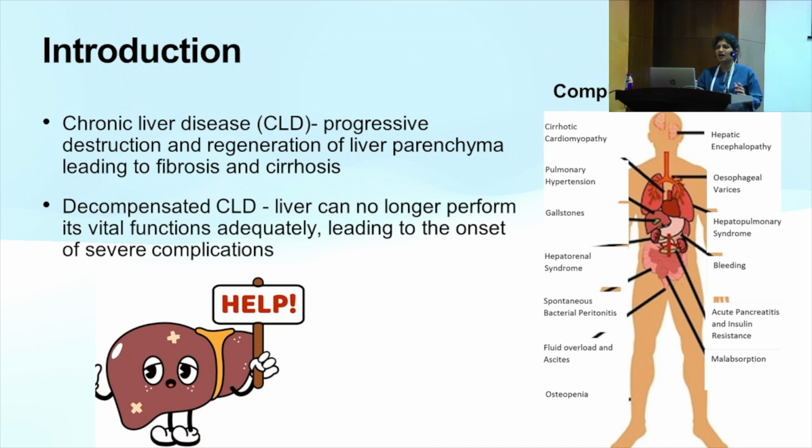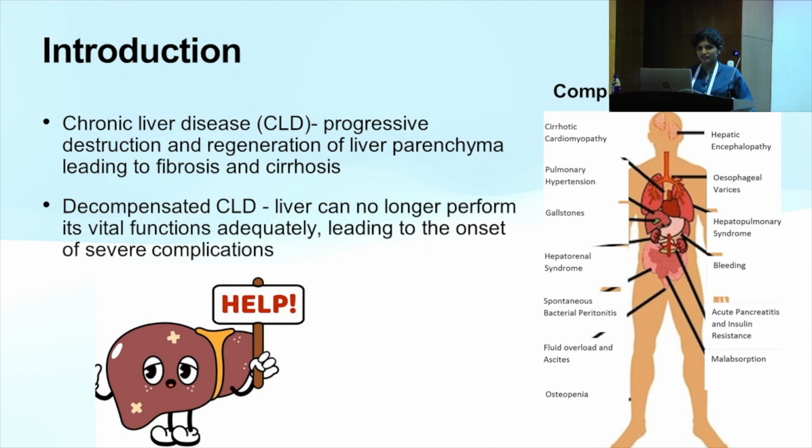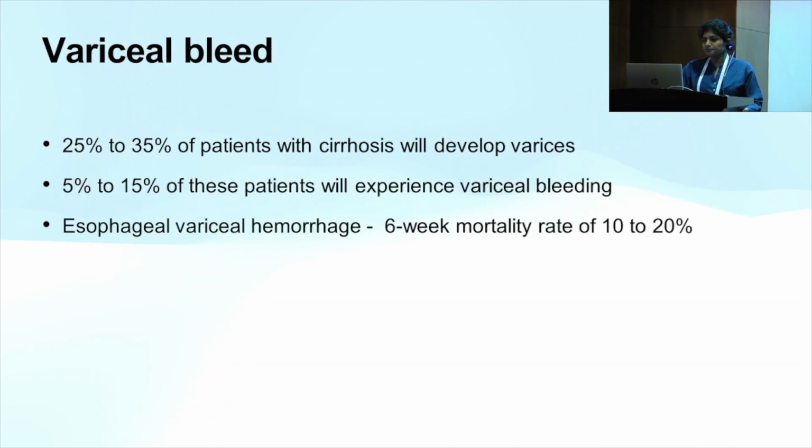I will not be able to cover everything. I'll cover a few things which are important from the perspective of exams, like variceal bleed, hepatic encephalopathy, hepatorenal syndrome, and spontaneous bacterial peritonitis if the time permits. And a few other things which we have to know about are hepatopulmonary syndrome and ascites, but I wouldn't be able to cover all that here.